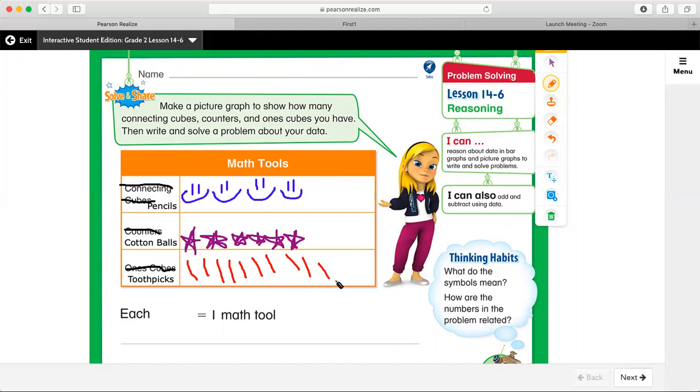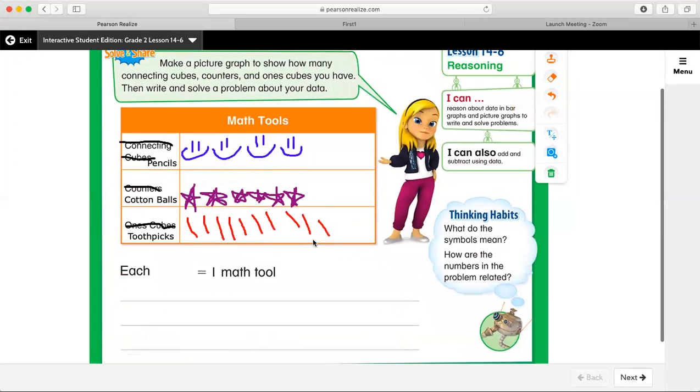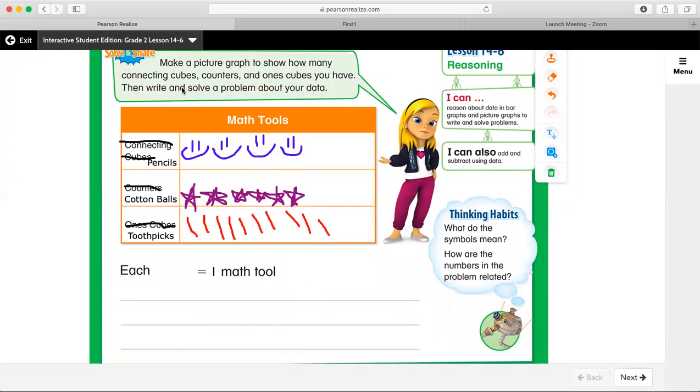You could have also used all smiley faces for this. I'm fine with that as well. And so I'm going to say that each smiley face represents 1 pencil, 1 star is for each cotton ball, and a toothpick is the red line. So now I'm going to look at this graph and I'm going to write and solve a problem using my data.